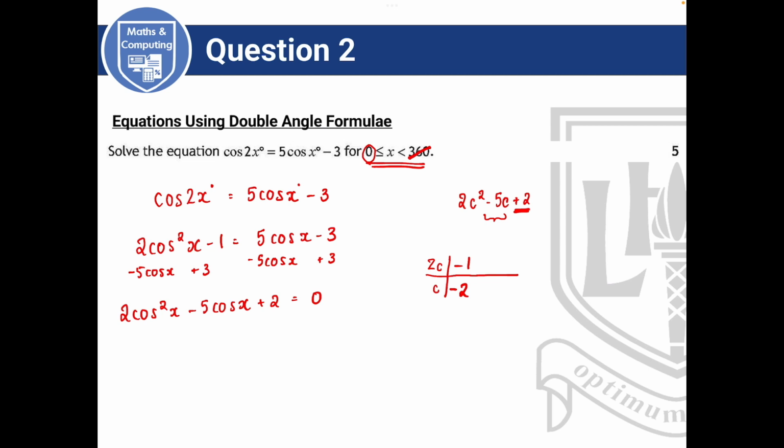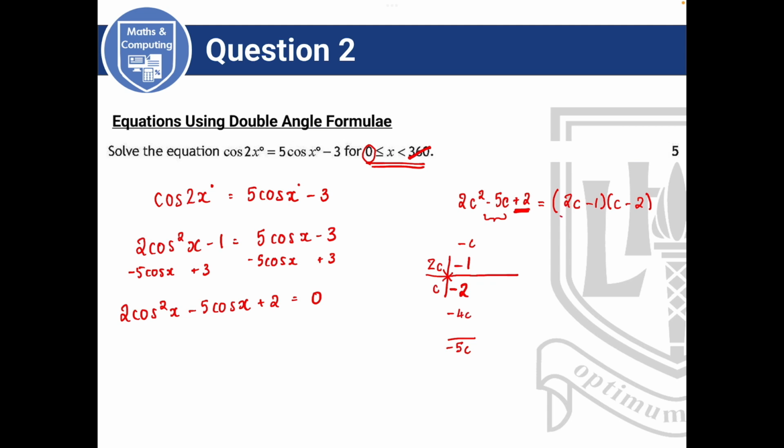And what I can do once I think I've got them set up is I'm going to multiply diagonally. Okay, so 2c times by negative 2 is going to give me minus 4c. C times by minus 1 is going to give me minus c. Let's check, what do they add together to give me? Well, they add together to give me minus 5c, so I know that that works. So in this case, I'm factorizing this to give me 2c minus 1 and c minus 2. Okay, if you want to use a different method of factorizing, that's absolutely fine.